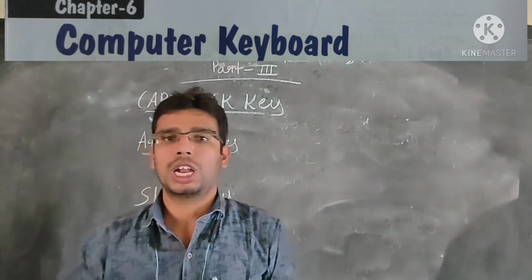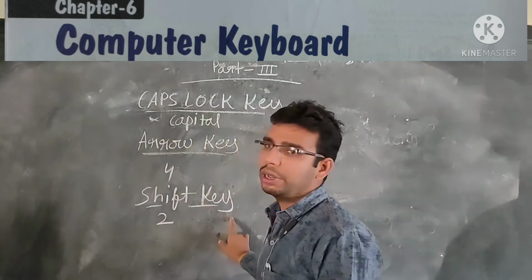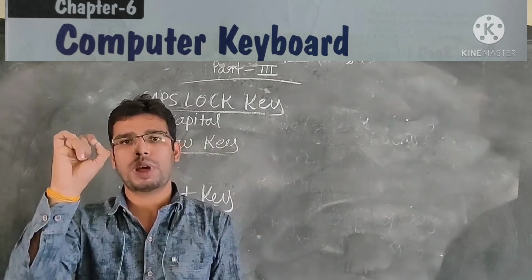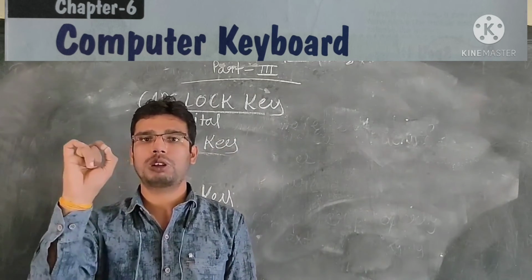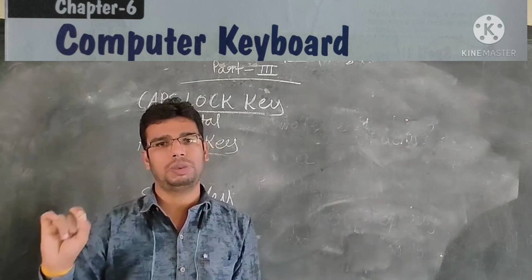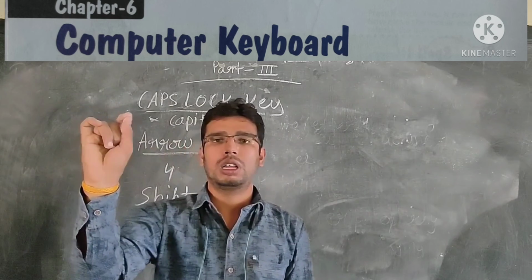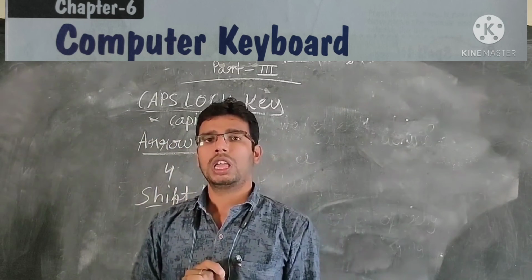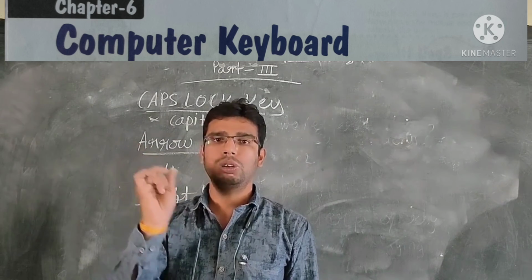So there are two shift keys on the keyboard and it is used first to type the upper part of the keys, and it is used to change the case of alphabet. If it is in capital, it will change into small. If it is in small, it will change into capital.